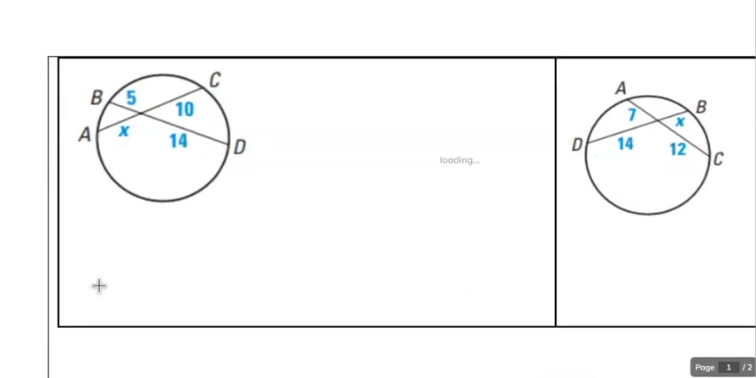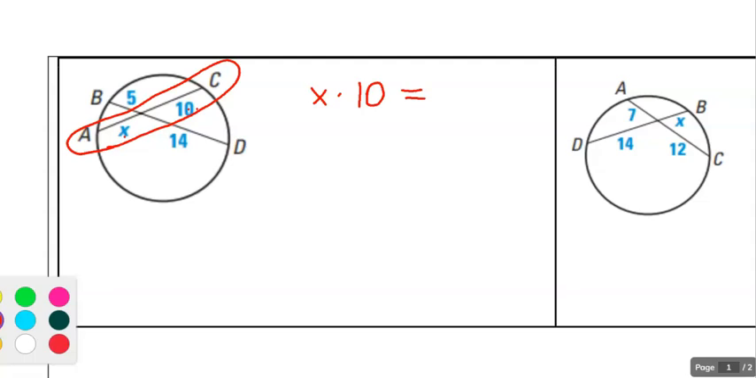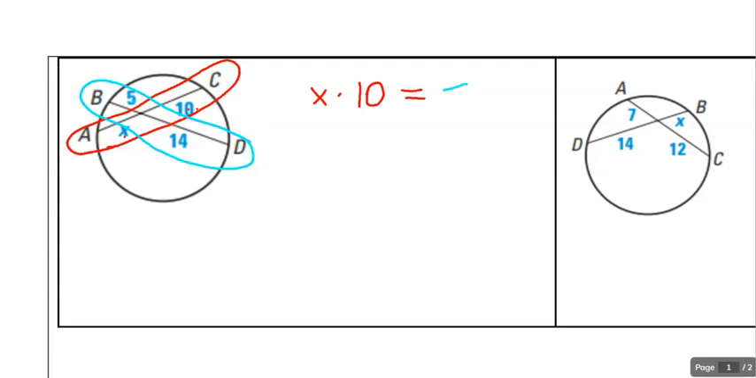So let's look at the first example. And I'm going to keep the parts together and not focus on the names. So I just pick any chord. So I've got chord AC. I'm going to circle it in red. I've got part X and 10. So those are the two parts of the chord that I want to multiply together on the same side. Then on the other chord, BD, we've got 5 on the left and 14 on the right. So we're going to multiply those together.